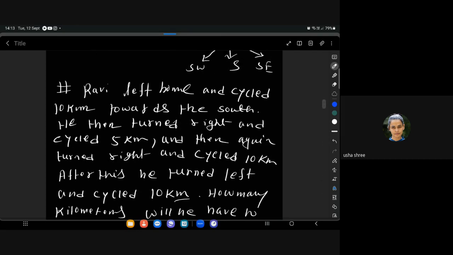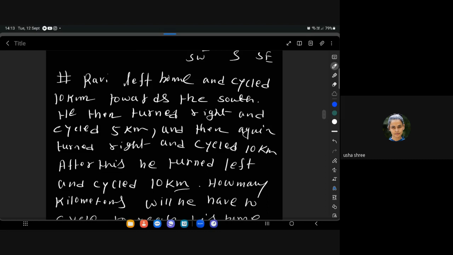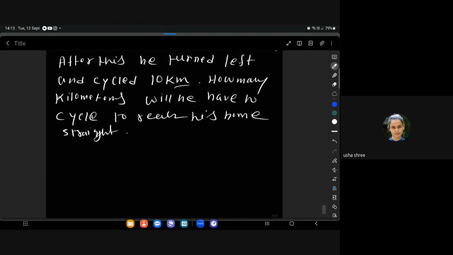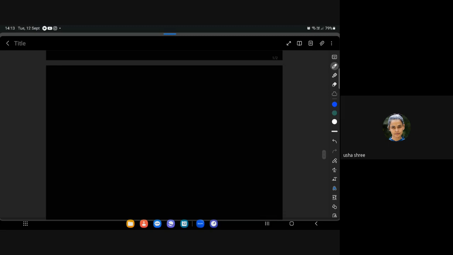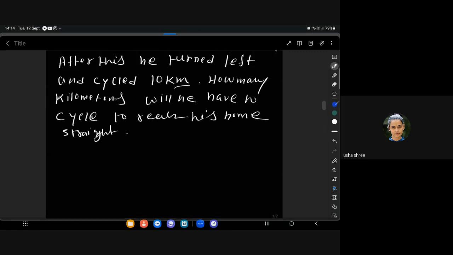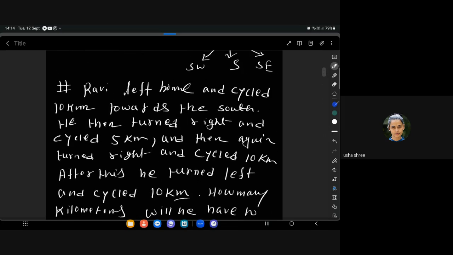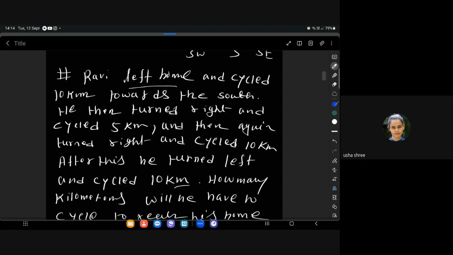Okay, first information is Ravi left home and cycled 10 kilometers towards the south. Towards south means, east, west, north, south. So suppose this is the home of Ravi. Towards the south means down there. This is the direction of south. So this is 10 kilometers. This is the starting point from where Ravi started, and this is his home.